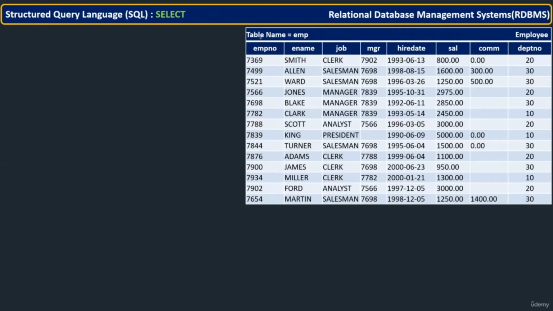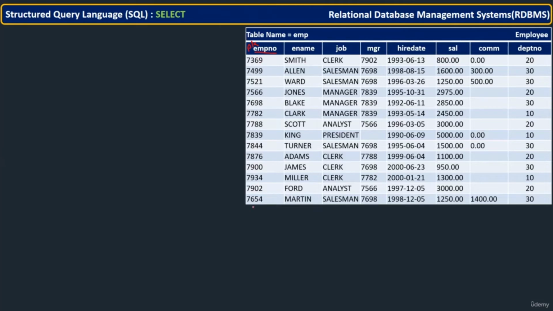Here you see the table name is EMP. It is nothing but the employee table. In this table we have a total of 8 columns, that is, 8 attributes. And in this, EMP number is a unique value, you can say it is a primary key, as we discussed earlier. So this is a primary key.